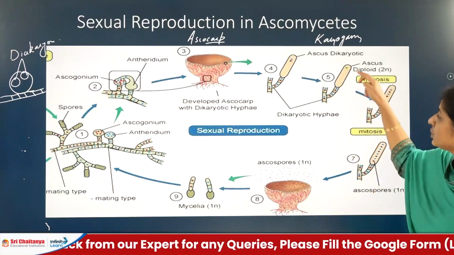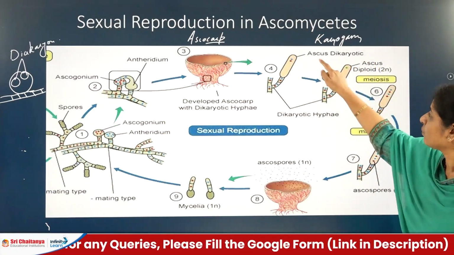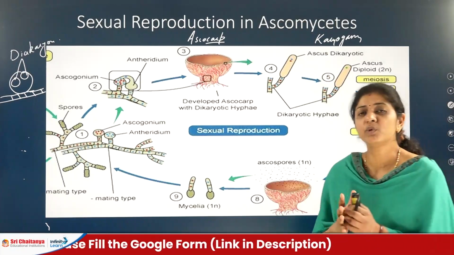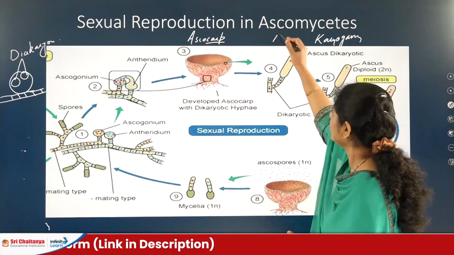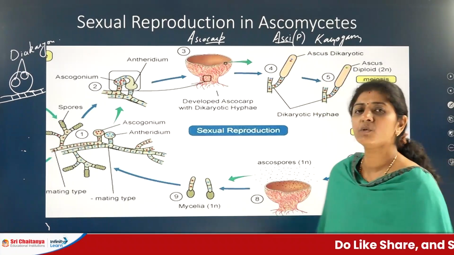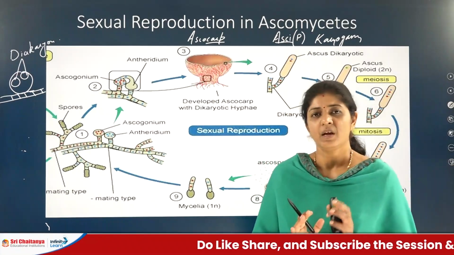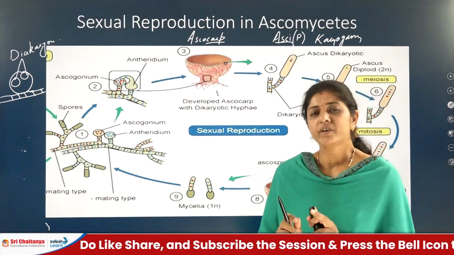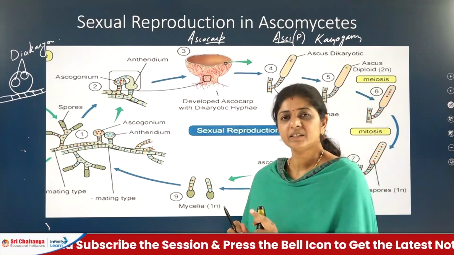And where this fusion happens, that cell you call an ascus, or in plural, asci. What do you call it in plural? Asci. Singular, what do you call it? Ascus. Right? Have you understood the difference between ascocarp and ascus?